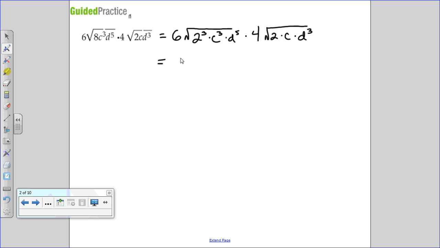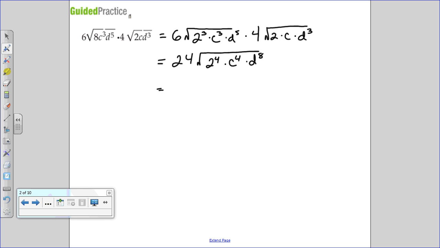When I multiply outside, I simply get 24. Inside, I'm going to work with powers. 2 to the third times 2 is 2 to the fourth. C to the third times c is c to the fourth. And d to the fifth times d to the third is d to the eighth.